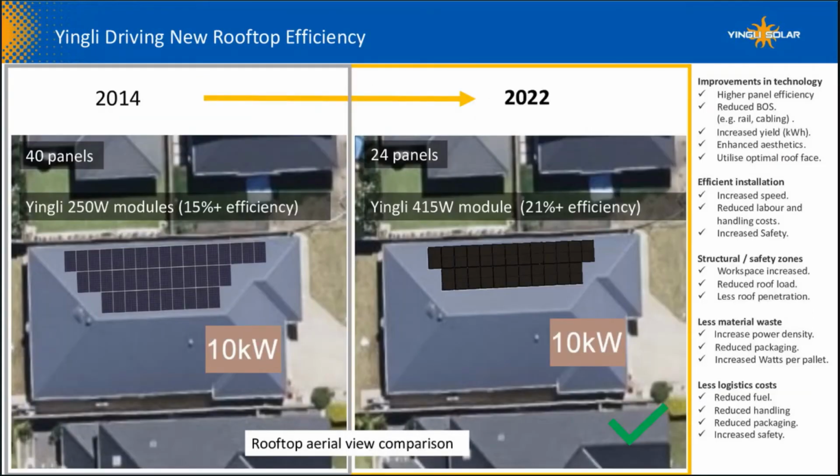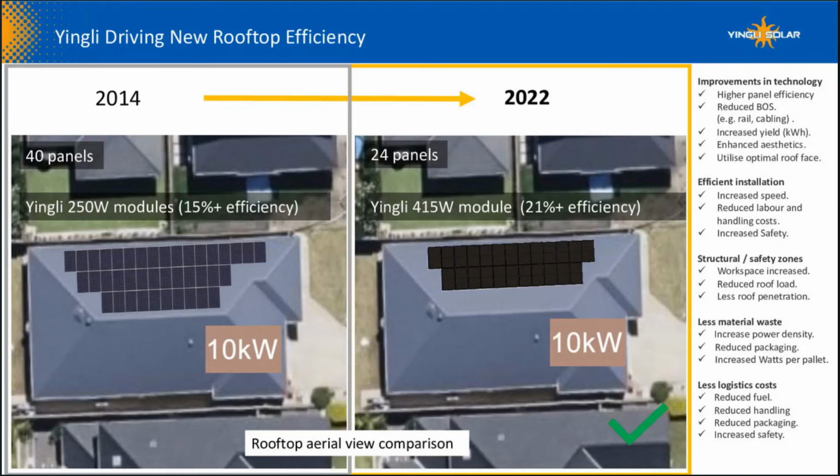In this example, you can practically see how far we've advanced in less than a decade of improvements in both the cell and the module technology. What we see here is a rooftop aerial view comparison of the same house, each mounted with 10 kilowatts of solar panels. If we use modules manufactured back in the year 2014, you'd require at least 40 panels to produce 10 kilowatts of peak power. And we'd need to cover almost the entire north-facing roof, north being the optimal side here in Australia. Today, we only need 24 108 cell 415 watt modules to reach the same 10 kilowatt peak rating.